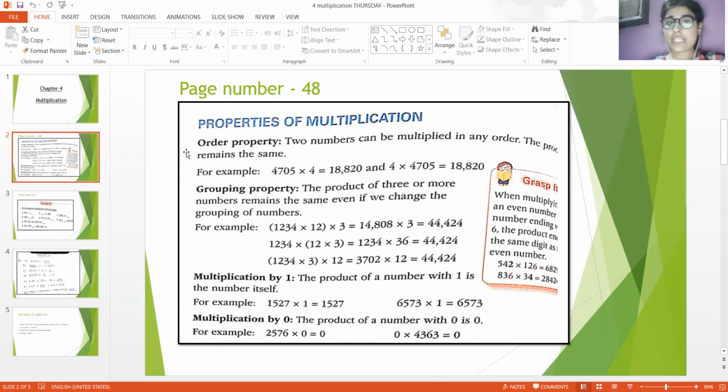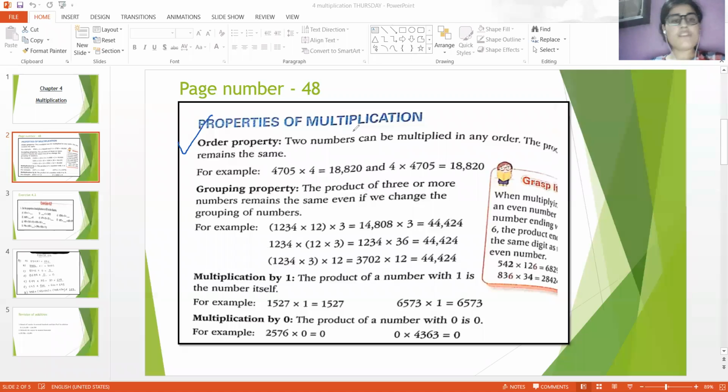In this class, we will study the properties of multiplication. The properties of multiplication are on page number 48. So, let's begin. First is the order property.